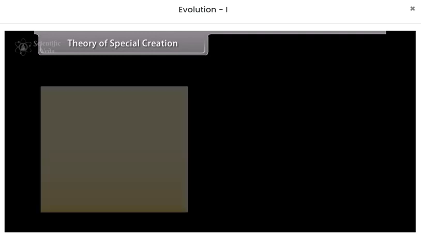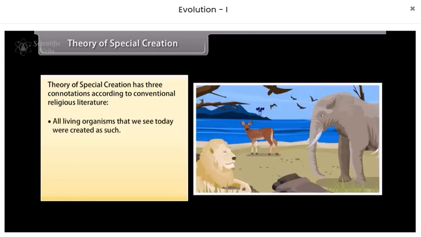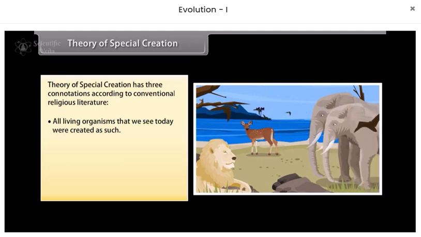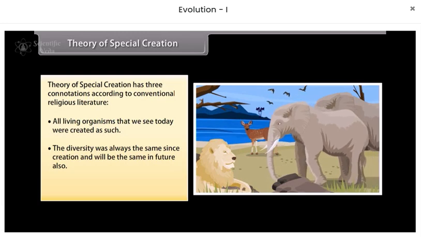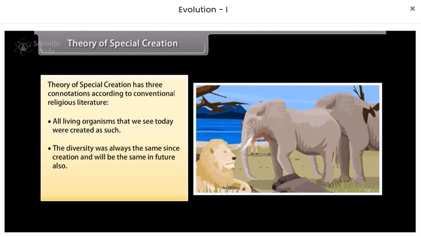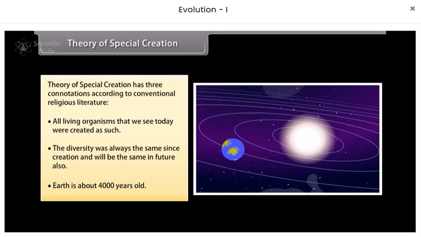Theory of special creation. Theory of special creation has three connotations according to conventional religious literature. All living organisms that we see today were created as such. The diversity was always the same since creation and will be the same in future also. Earth is about 4,000 years old.